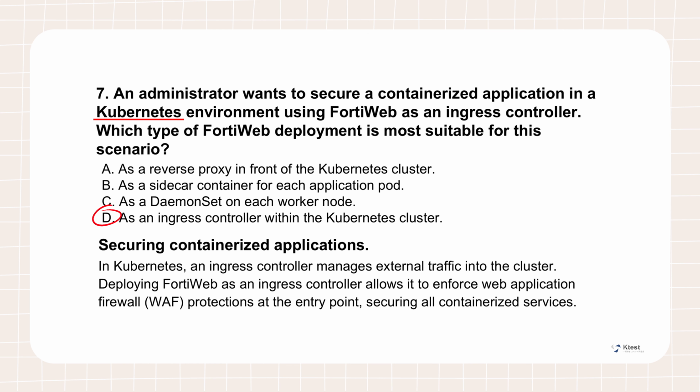By deploying FortiWeb in that role, it sits right at the entry point for all HTTP/HTTPS traffic coming into your applications within the cluster. It can then inspect that traffic, apply WAF policies, look for SQL injection, cross-site scripting, all those web threats before the traffic even reaches your microservices. So it provides WAF capabilities natively within the Kubernetes traffic flow. Exactly. It's integrated right into the cluster's networking fabric, providing that crucial security layer for modern, containerized apps right where it's most effective. Makes sense for those environments.